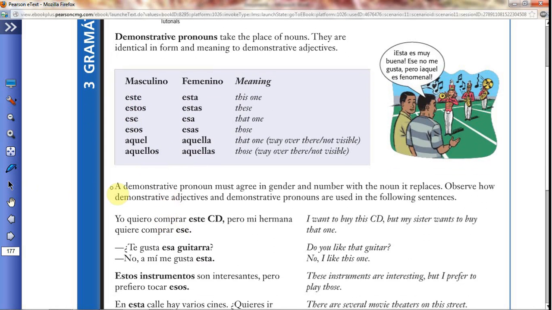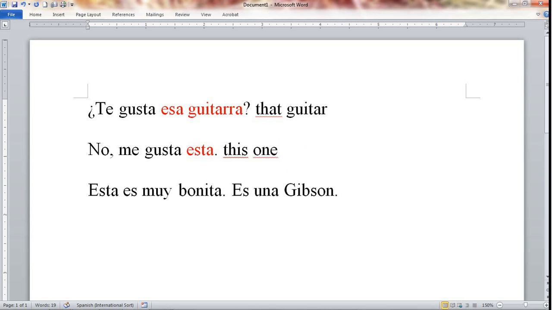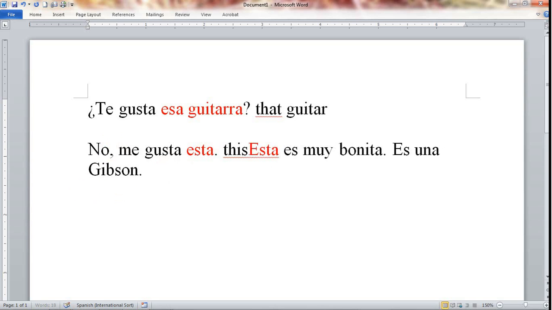Another thing that you have to watch out for, oh, wait a minute, sorry. So, if you could put this at the beginning, you could say, esta es muy bonita. Es una Gibson, a Gibson guitar. Esta es muy bonita. Okay. No, me gusta esta. Sí, esta es muy bonita. Es una Gibson. You could put this demonstrative pronoun at the beginning of a sentence, and it could be the subject. So esta, I'm still thinking this guitar. Okay, es muy bonita. Es una Gibson, a Gibson guitar.